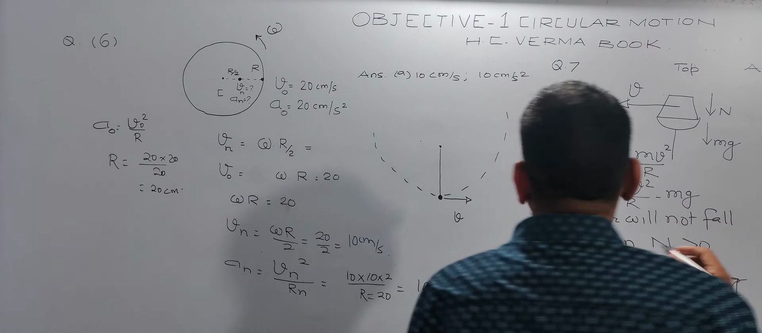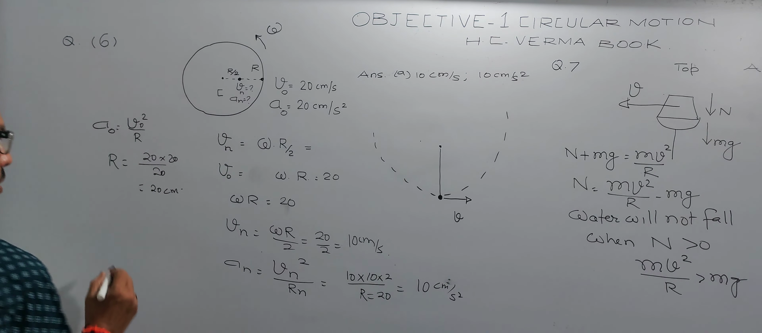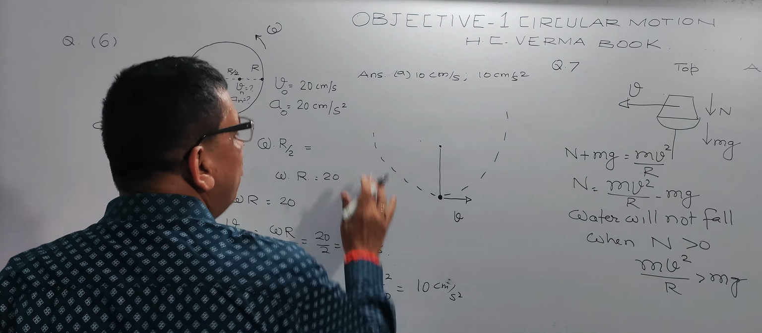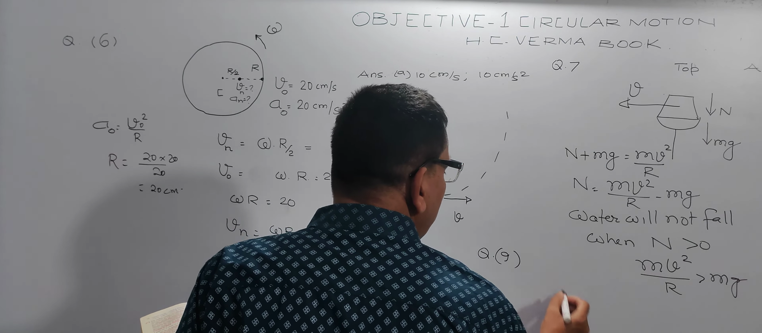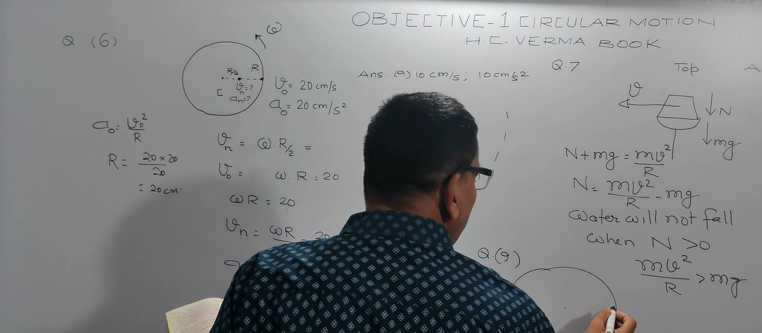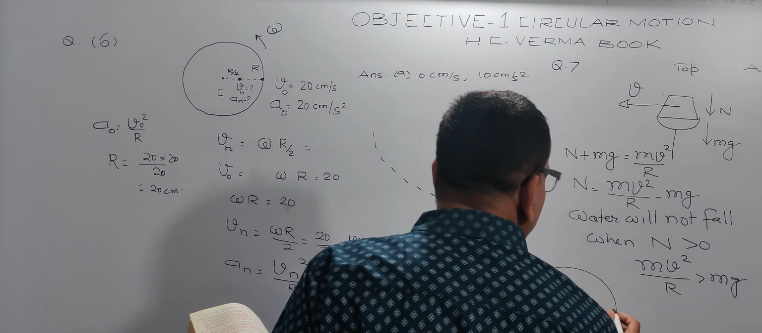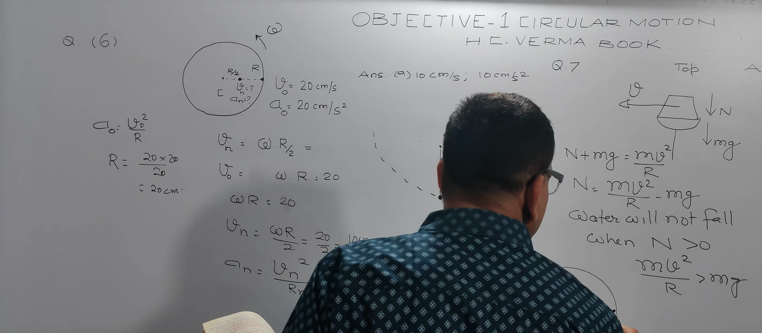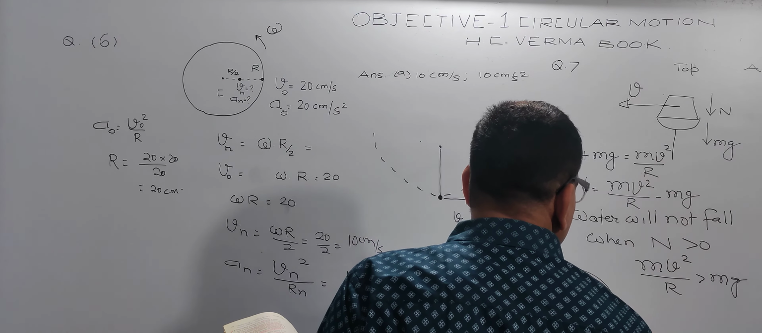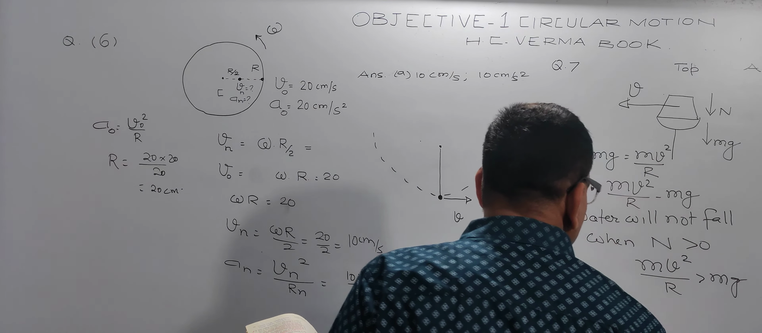Let us see question number 9. Once it is at 4 cm, you will observe the frictional force will be acting here, and the frictional force can be written as m omega square r. r is nothing but 4. Is it?